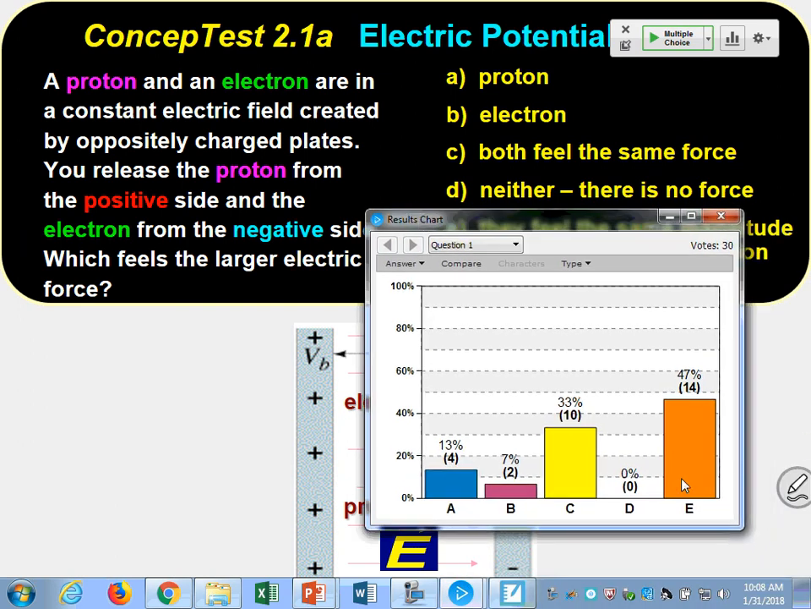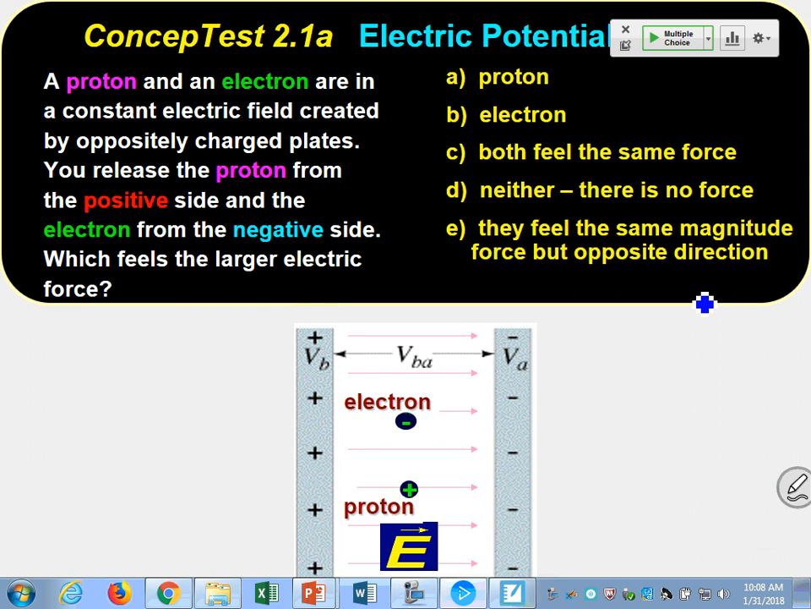All right, peeps. Listen, the answer is E because my force is charge times electric field. The electric field is the same for both the proton and the electron, right? The electric field is what it is. And the proton and the electron, which has the bigger charge? They're the same, right? I mean, they're opposite of one another. And so the proton and electron are going to feel the same magnitude of force, but in the opposite direction.